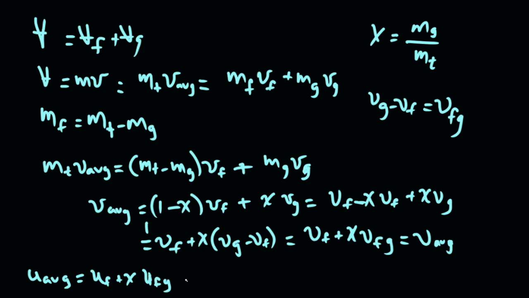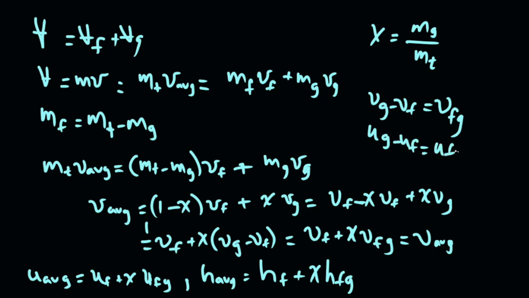All right, and also for any other property, let's talk about enthalpy. The enthalpy at that point inside the saturated curve is equal to the enthalpy of the liquid plus X times the enthalpy of the fg, which is the enthalpy of the vapor minus the enthalpy of the liquid. Again, here we would say, okay, u sub g minus u sub f is equal to u sub fg, and then h sub g minus h sub f is equal to h sub fg.